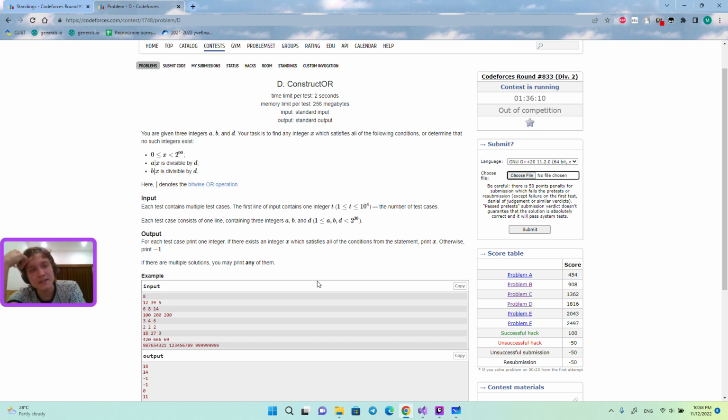You're given three integers a, b, d. Find any integer x between 0 and 2 to the 60th, such that A or x is divisible by d, and B or x is also divisible by d. Nice.